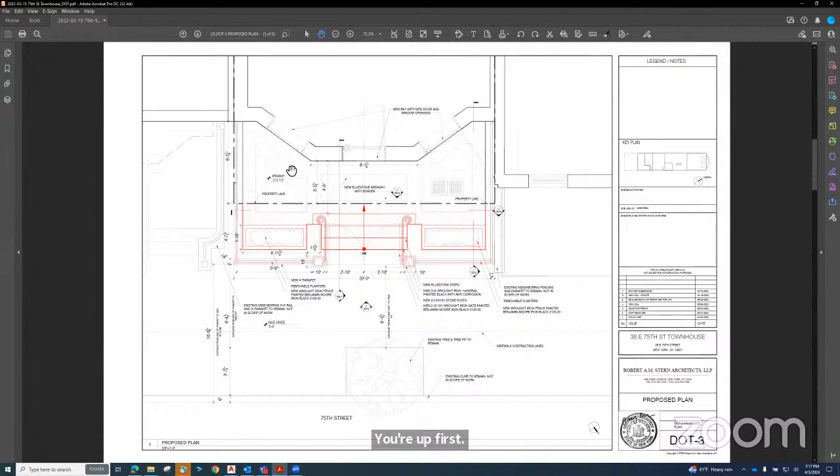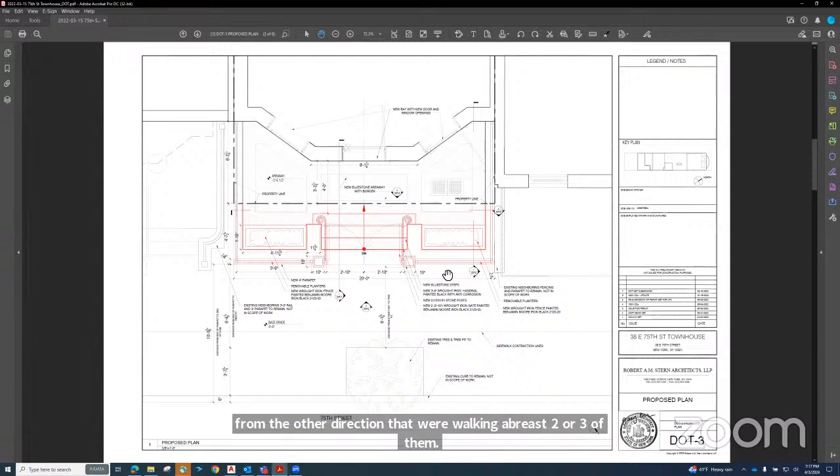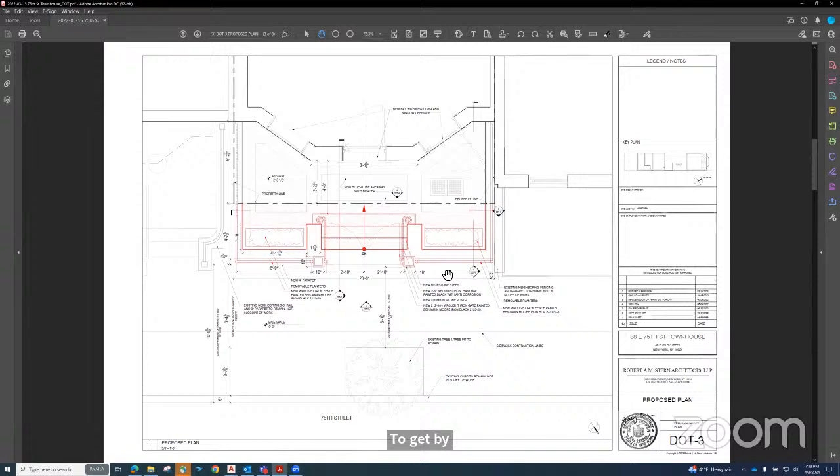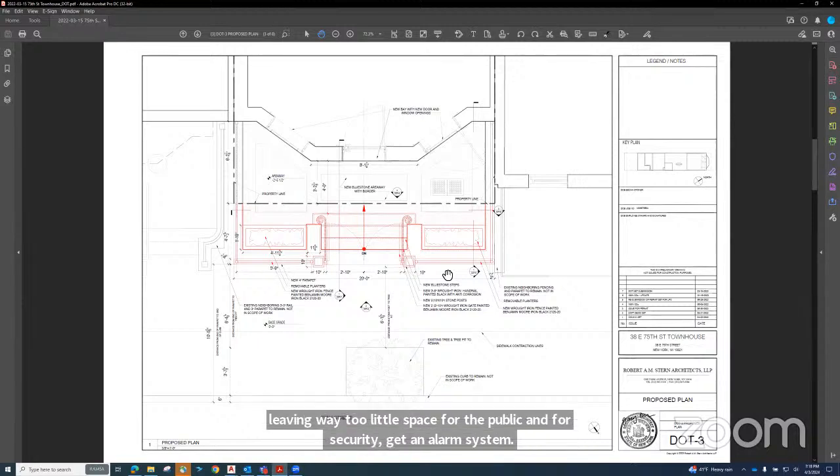Thank you. I'm very opposed to this because 4 feet is a huge amount of space to take up from the public way. 6 feet, by contrast, to leave is a very small amount of space with strollers and walkers and wheelchairs and shopping carts and all of that. I've had to step aside to let people coming from the other direction, walking abreast, 2 or 3 of them, get by a restaurant shed or a sidewalk cafe. So I think this is asking for way too much space, leaving way too little space for the public. And for security, get an alarm system. I just find this really wrong, asking for an additional 4 feet.